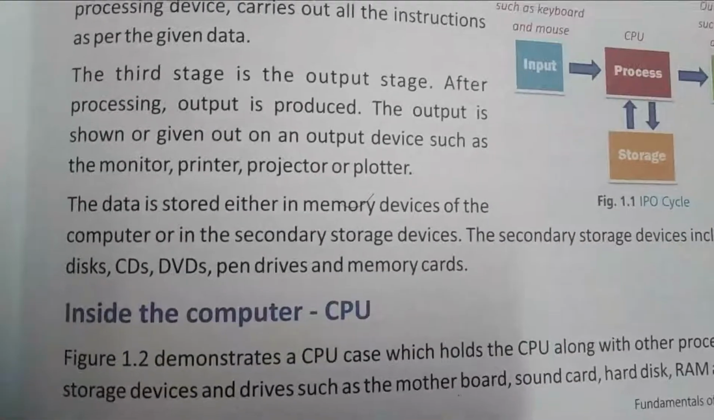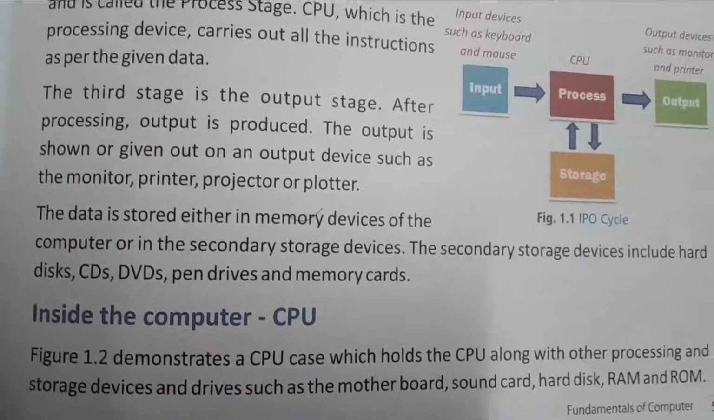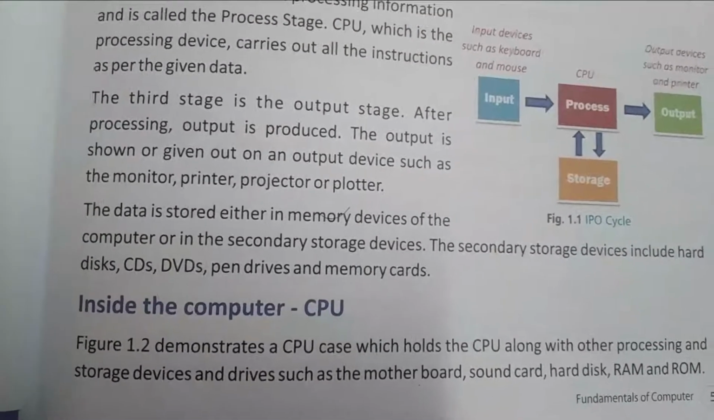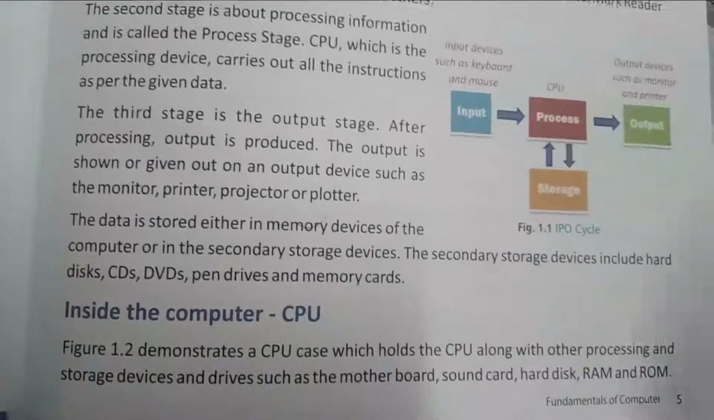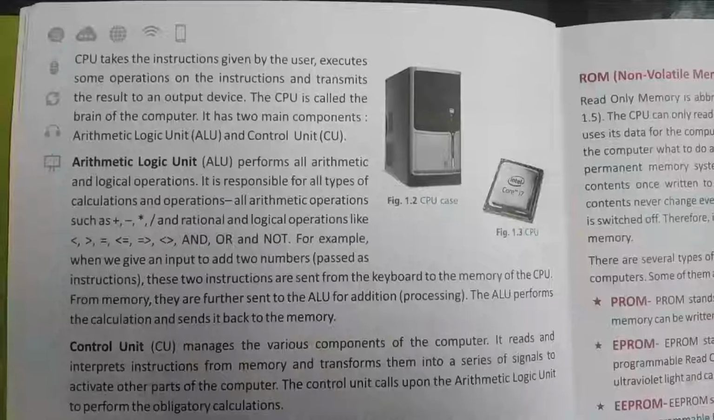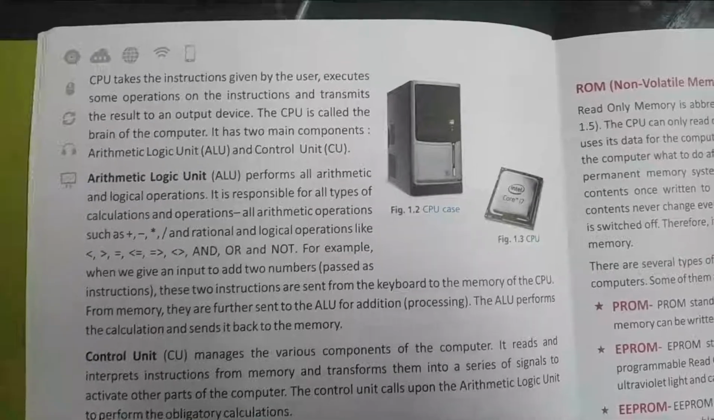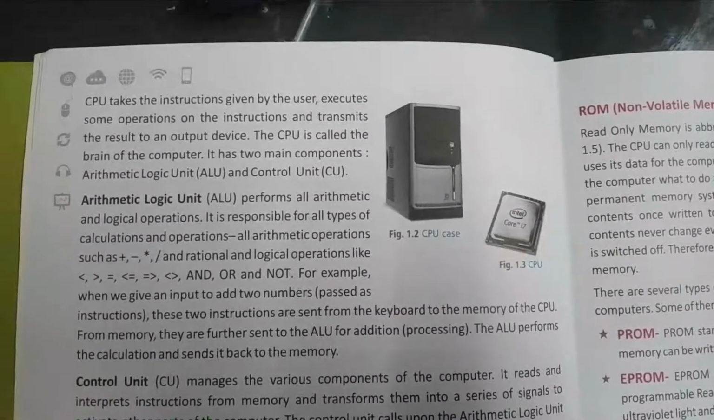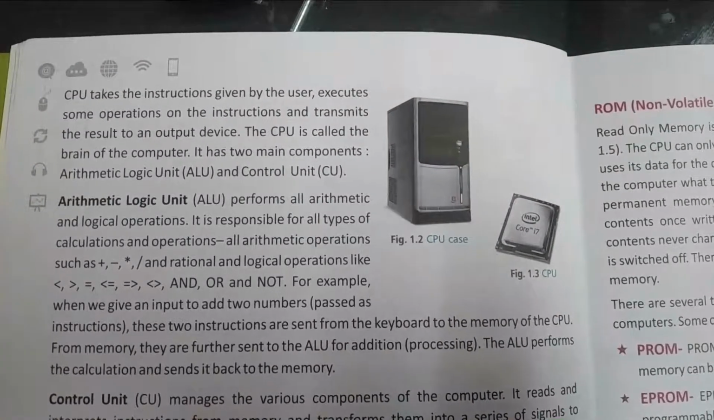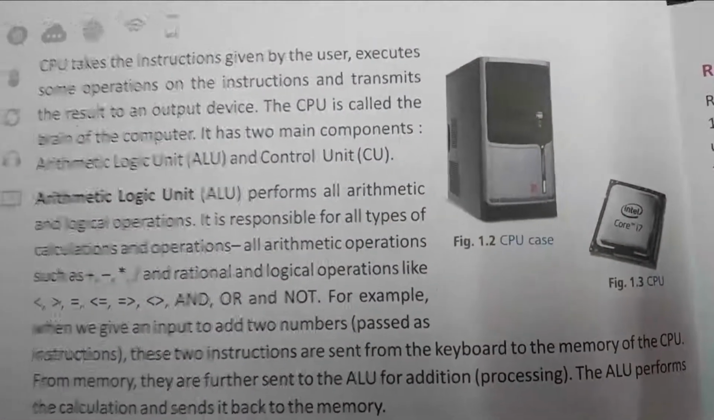Okay, we will see that in the next page. Demonstrate a CPU case which holds the CPU along with other processing and storage devices and drives such as motherboard, sound card, hard disk, RAM, ROM. Then the CPU takes the instructions given by the user, executes some operations on the instructions, and transmits the result to an output device. The CPU is called the brain of the computer.